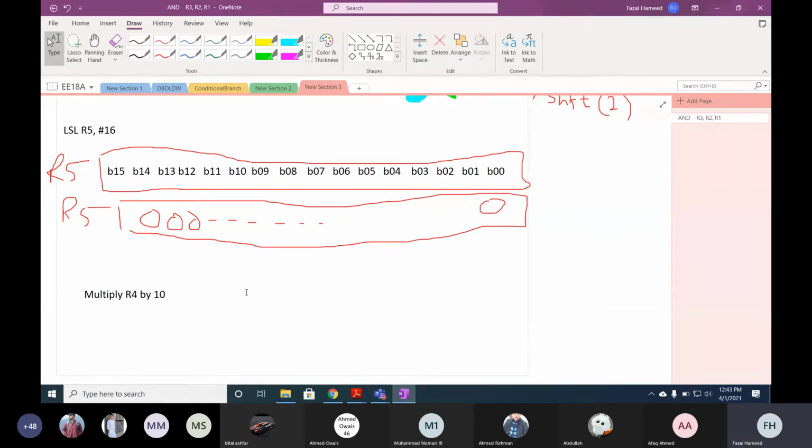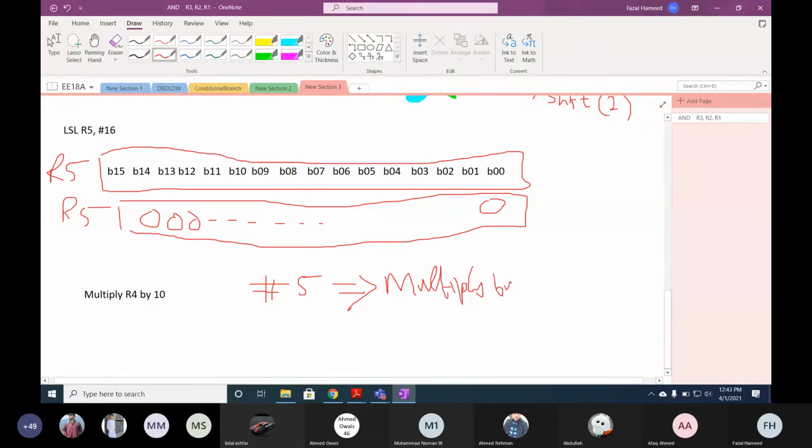Because logical shift left provides you a multiplication by 2 raised to the power n. Sir, multiply by 10, we can do hash 5? If we write hash 5, it means multiply by 2 raised to the power 5, that is 32. It will multiply by 32.